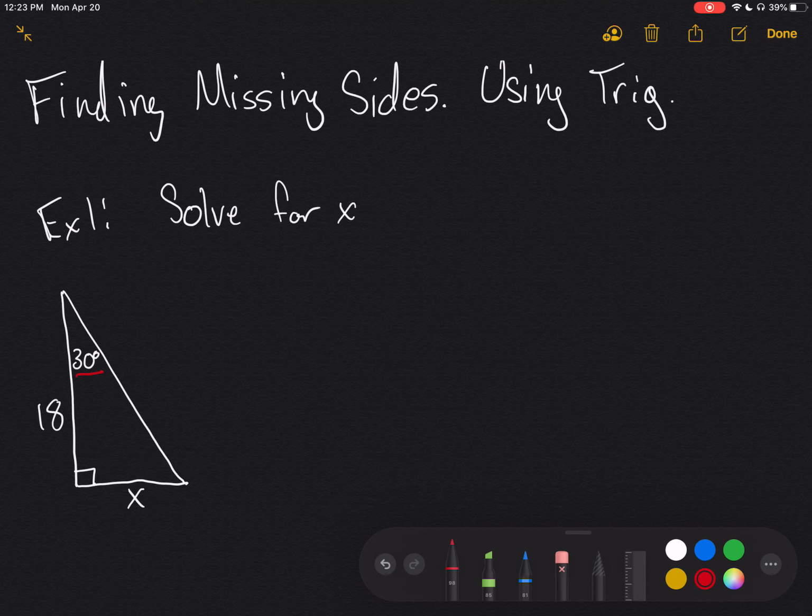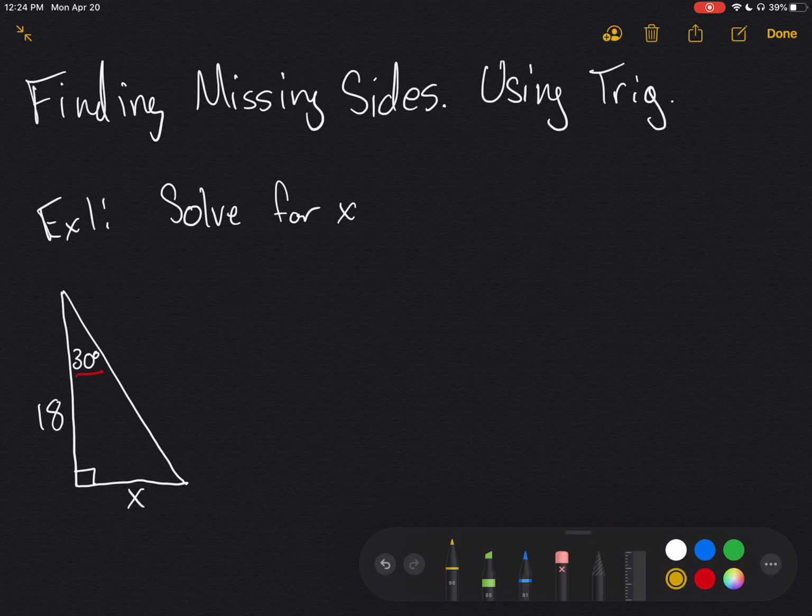Next thing I want to do is label the sides. I've got three options: opposite, adjacent, and hypotenuse. Now clearly the hypotenuse is the longest side, and that's opposite our right angle, which right now we don't have any value there. So x and 18 should either be the adjacent or the opposite side, right?